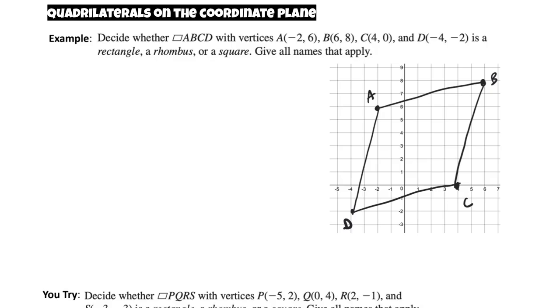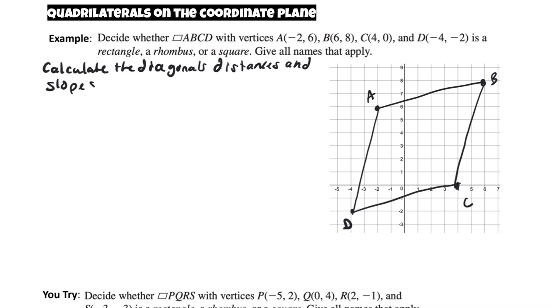So the quickest way to do all of these problems is to check the diagonals. We learned that in a rhombus, the diagonals are perpendicular. We learned that in a rectangle, the diagonals are congruent. So if you can check those 4 things, you will be able to check off if it's a rectangle or a rhombus, or if it's both of those things, if it's a square. So with every one of these, you're always going to calculate the diagonals' distances and slopes. So you're going to do 4 calculations. Okay? So let's go ahead and do that.